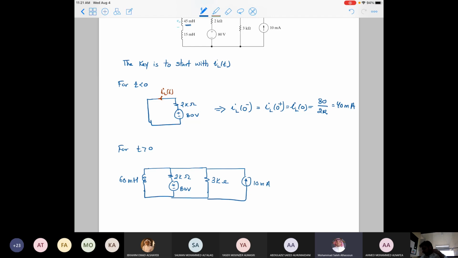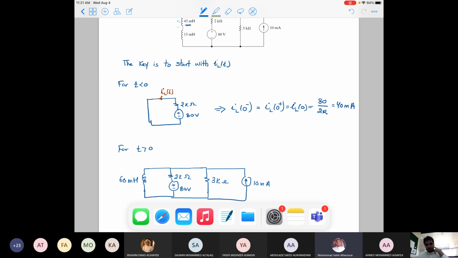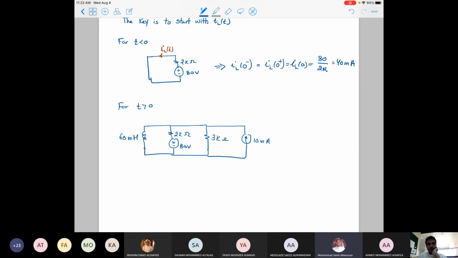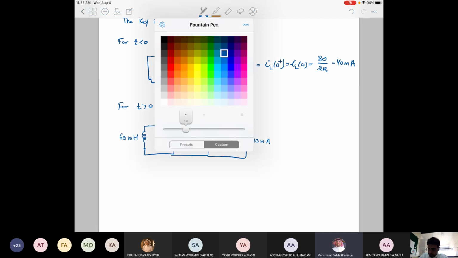Okay, so what do we need to do now? We need to find the time constant, and we need to find the final value. Once we find the time constant and the final value, we can actually find the expression for the current, iL(t).